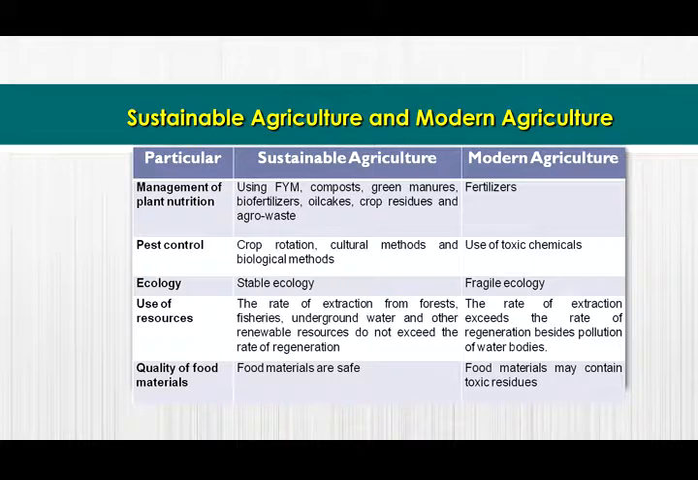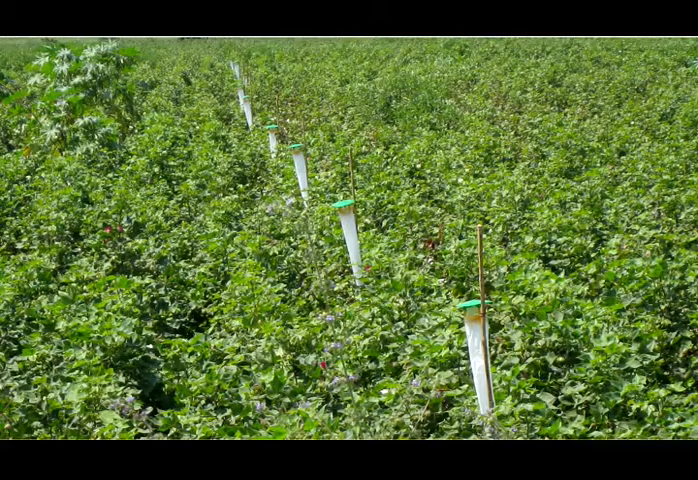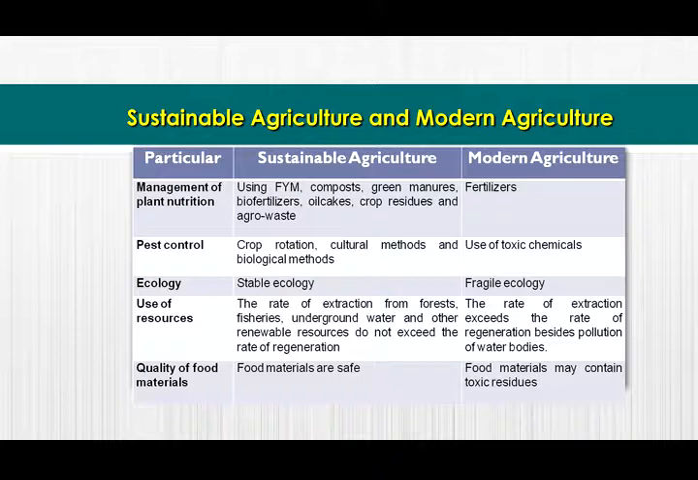So, here we can have a comparison between sustainable agriculture and modern agriculture. In sustainable agriculture, we maintain plant nutrients by using farmyard manures, compost, green manures, biofertilizer, oil cakes, crop residue, agro waste. In modern agriculture, we use fertilizers. Pest control is done through crop rotation, cultural practices and biological methods in sustainable agriculture, whereas in modern agriculture, we use toxic chemicals. In sustainable agriculture, we use only a limited amount of natural resources like forest, fisheries, underground water and renewable resources, at a rate that does not exceed regeneration. In modern agriculture, the rate of extraction exceeds the rate of regeneration. The quality of food is very good and safe in sustainable agriculture, whereas in modern agriculture food material may contain toxic residue.